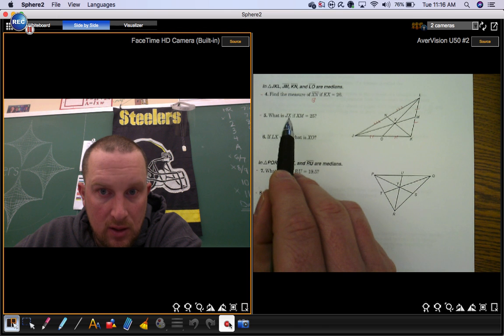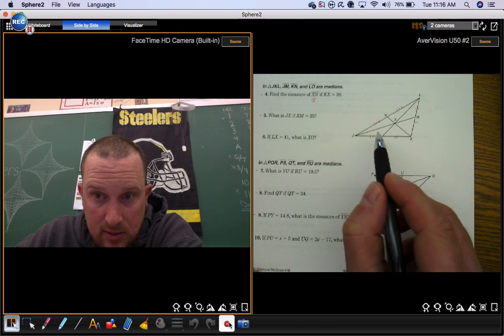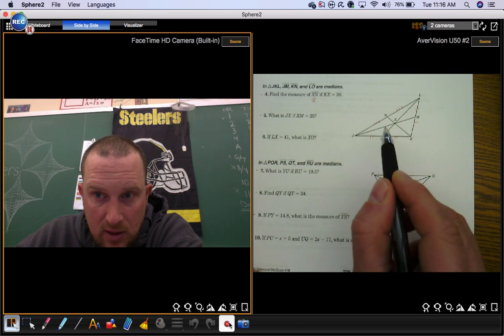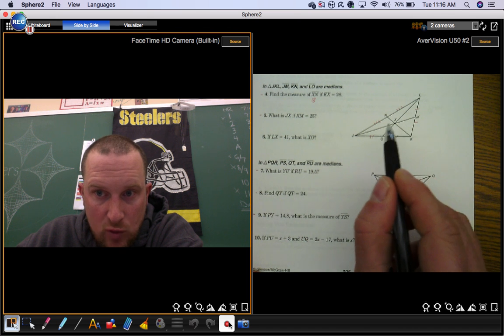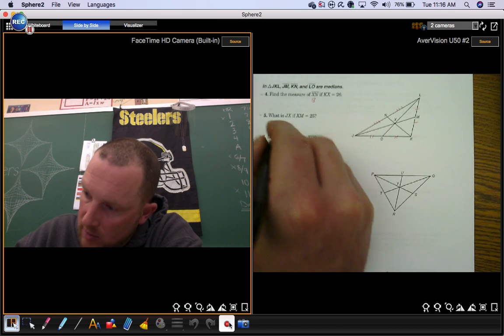What is the distance from J to X? That's this big piece. If X to M is 25, if this is 25, this is twice as big. It's 50.